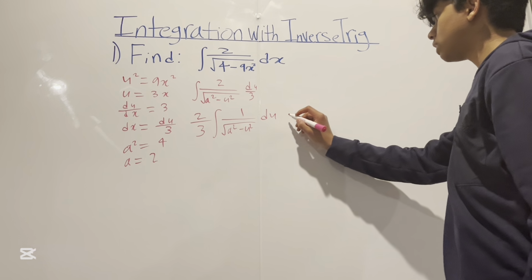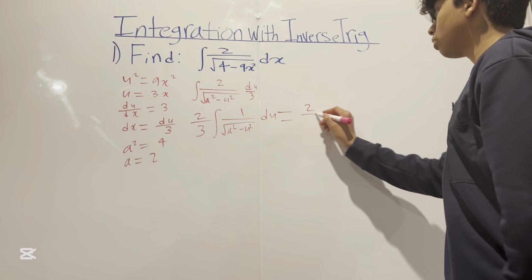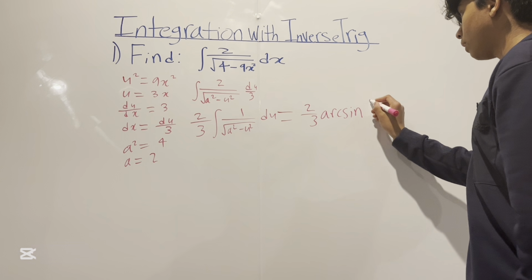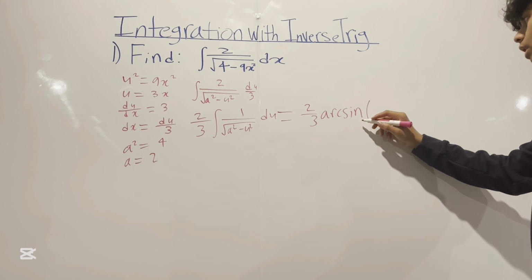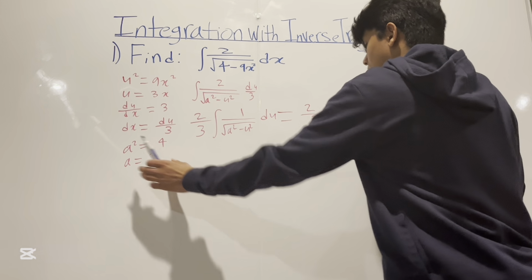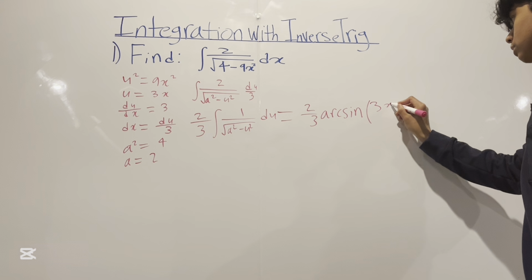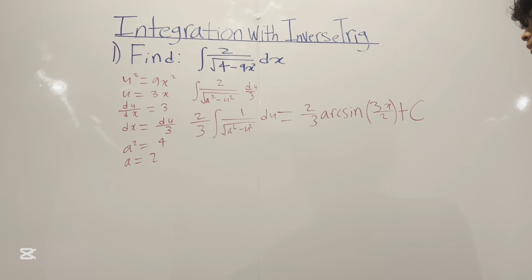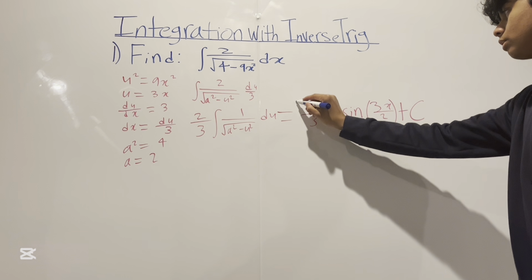So we can just set this equal to 2 over 3 arc sine, and it was arc sine of u over a. And we said u is 3x and a is 2. So 3x over 2 plus c. And that is our final answer.